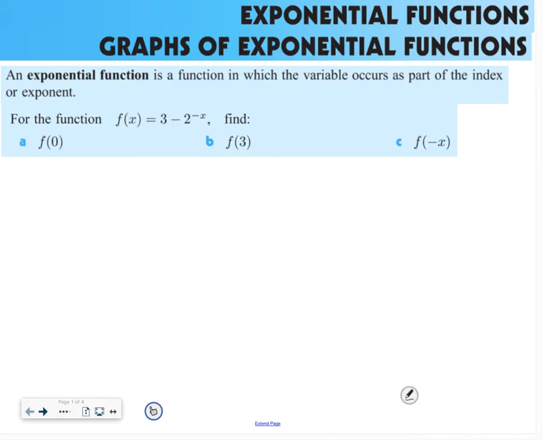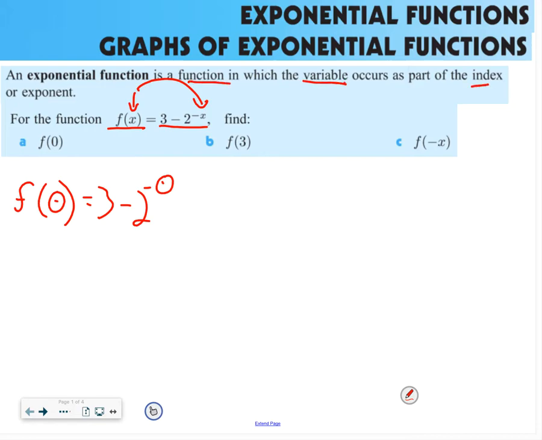So, exponential function, we're going to use our functional notation, like f of x, and then we have our argument here. Just like any function, we're going to plug in whatever value we see here into any other x value we see on the right side. So, if we're evaluating f at 0, it's going to be equal to 3 minus 2 to the negative 0. Any exponential function is going to have your variable as part of your index, or in your exponent. So we can see 0 went into our exponent.